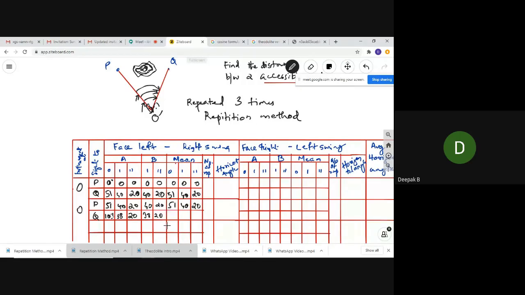So what will be the mean? Quickly, someone fill me in. 103, 38, 20. 38, 20 is again the B vernier. Mean same. 103, 38, 20. Okay.